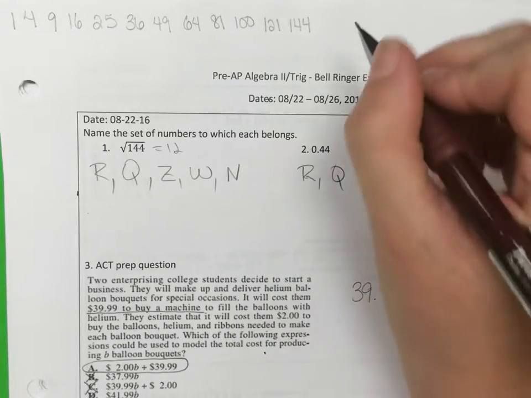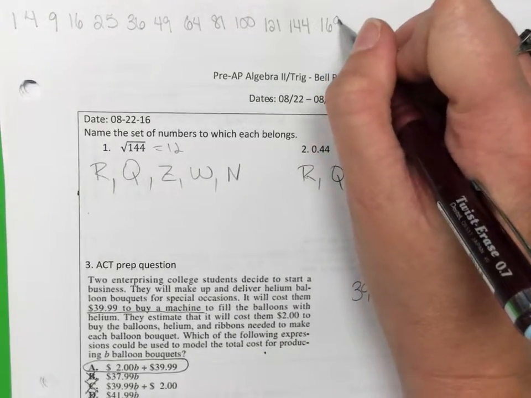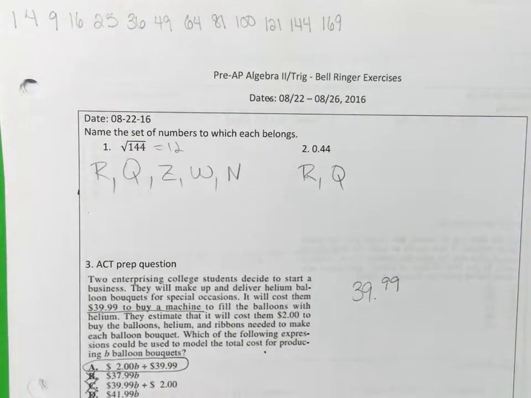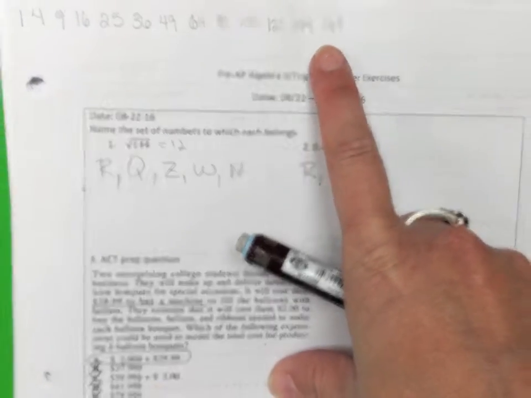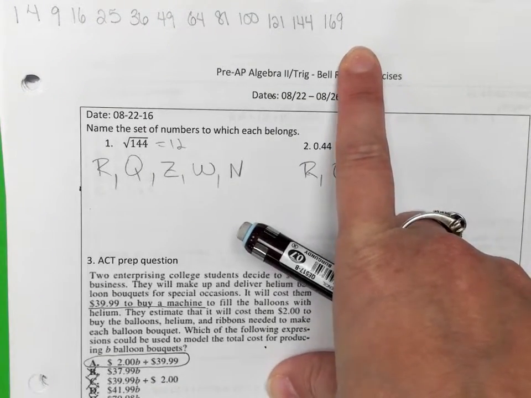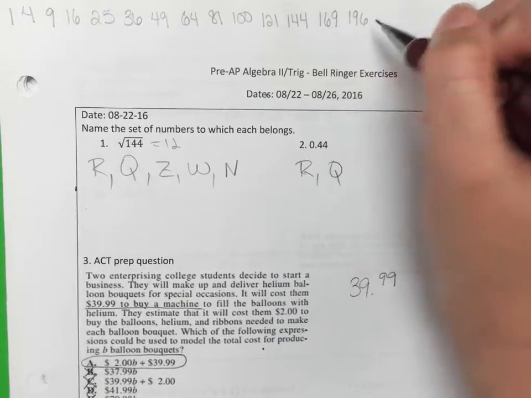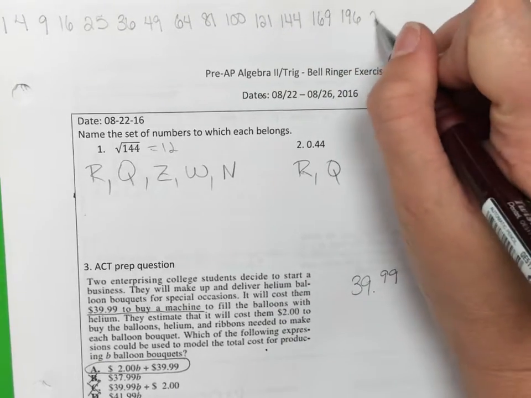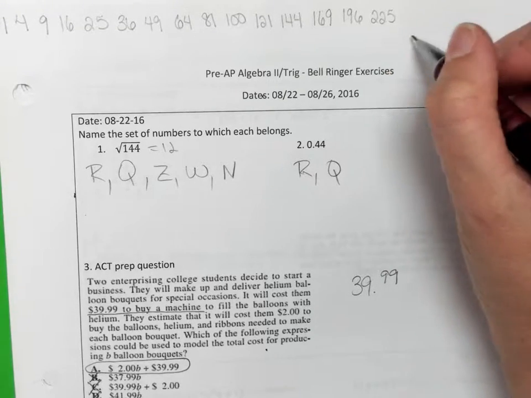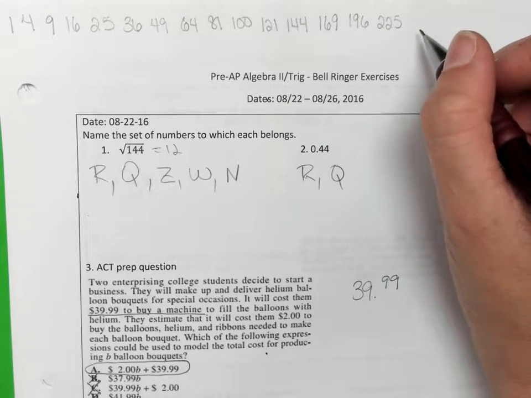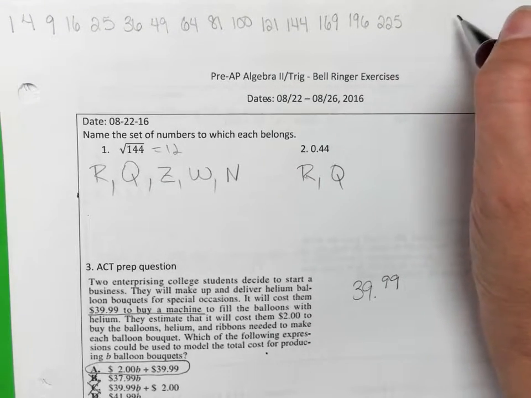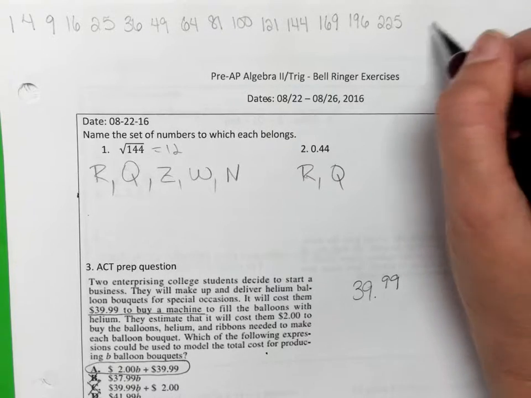169. All right, now here's the way I remember 13 and 14. You ready? 13 is 169. 14 is 196. It's the same numbers, but they're switched around, okay? What about 15? 15 is 225. 16. How much? 256.